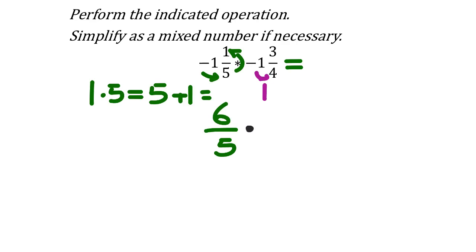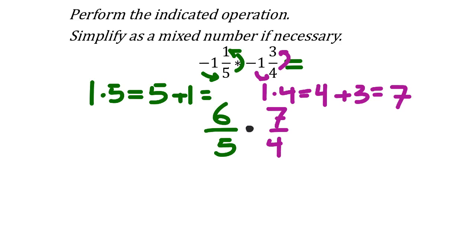So 1 times 4 is 4. And then plus that numerator is a cycle, which is 3. 4 plus 3 is 7. So on this one I got 7/4. And now I'm multiplying. I can see a cross simplification with the 6 and 4. Both of those are divisible by 2. 6 divided by 2 is 3. 4 divided by 2 is 2.